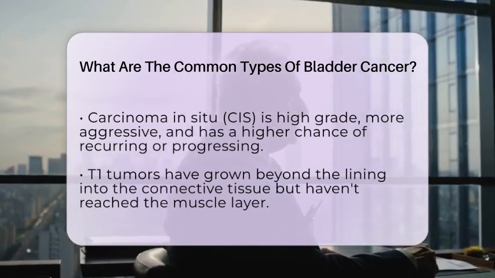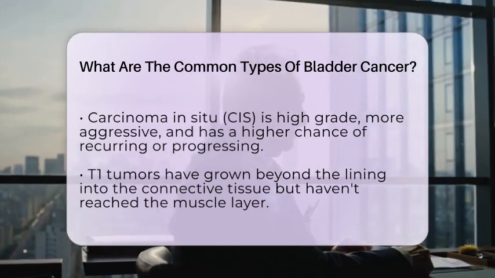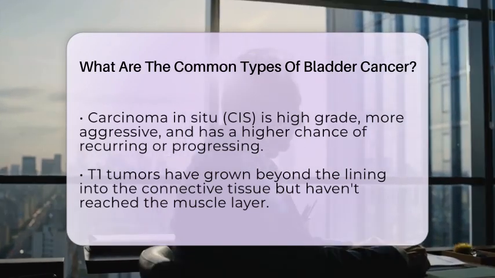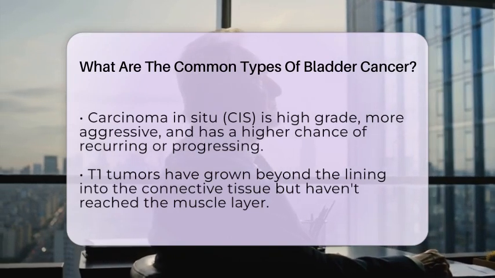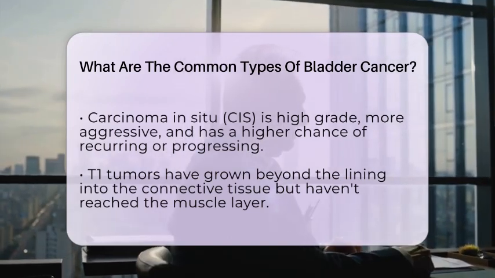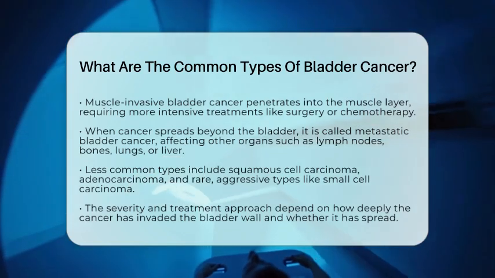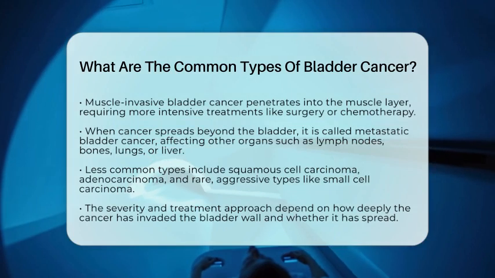Besides urothelial carcinoma, there are less common types of bladder cancer. Squamous cell carcinoma can develop from squamous cells that form in response to chronic irritation or infection in the bladder. Adenocarcinoma originates from glandular cells in the bladder lining. Rare types like small cell carcinoma tend to be more aggressive and are less frequently seen.